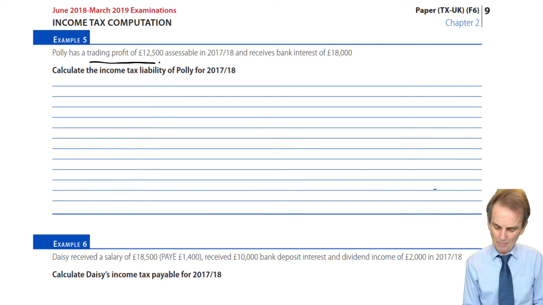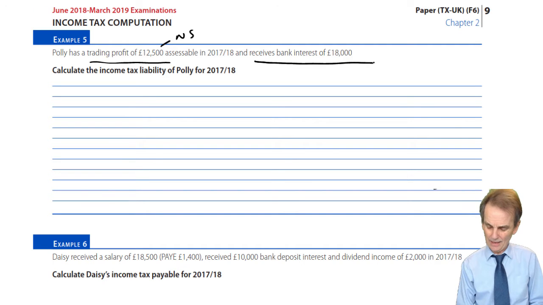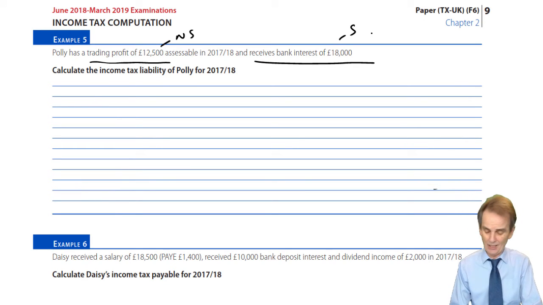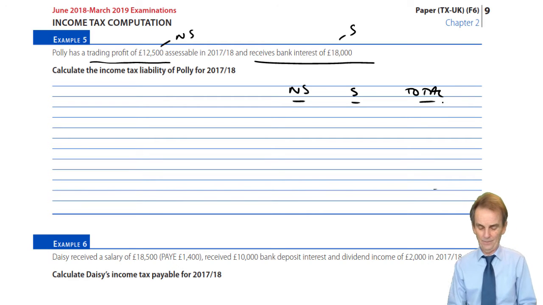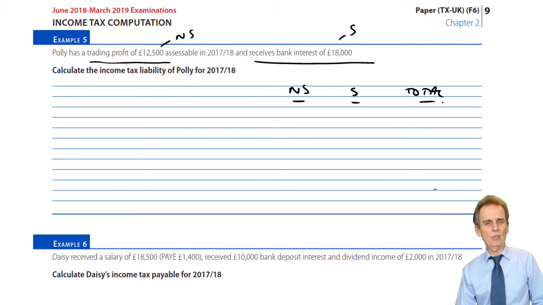Polly has a trading profit of £12,500. What does that make it? That is non-savings. Receives bank interest, £18,000. Savings income. So now, in terms of your presentation, you're going to need your 3 columns, the 2 analysis columns, as per usual, non-savings, savings, and as ever, a total column. And again, you should be able to do this very easily. You shouldn't need me to show you how to do that. You know that the trading profit goes in as non-savings, your bank interest in as savings.